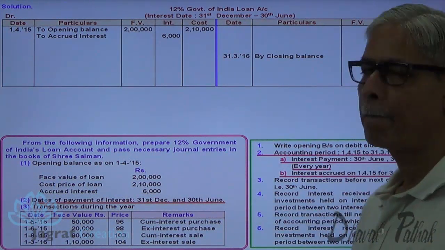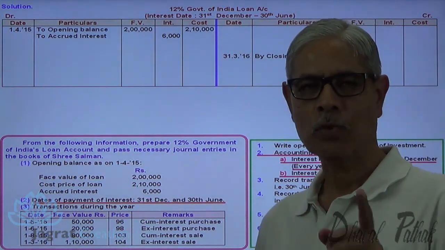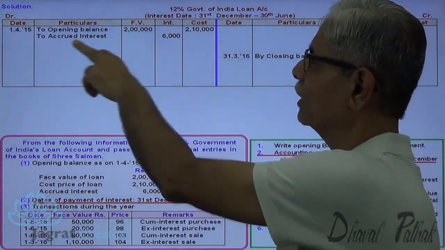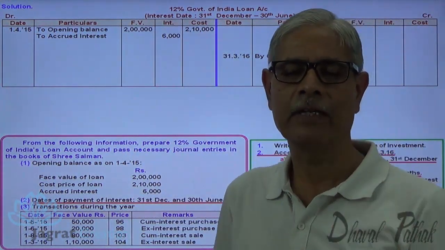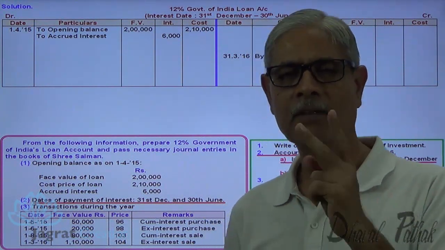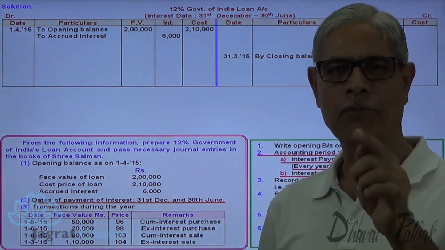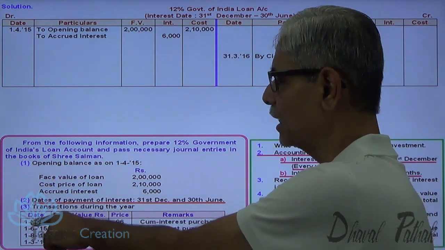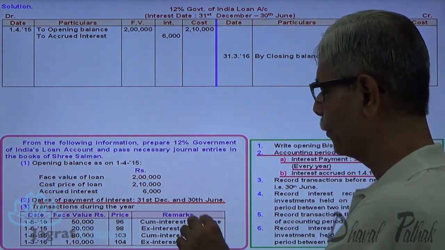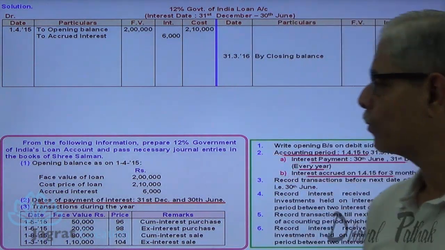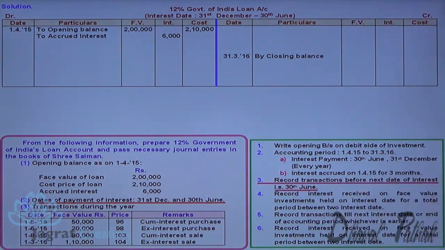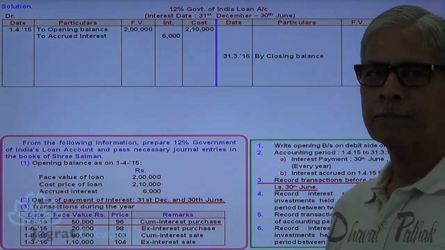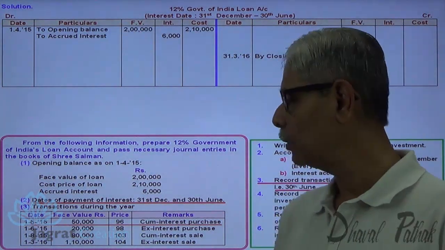After this gets over, the next step is to write down the transactions till the next date of interest. Now this is 1st of April 2015, and the next date of interest is 30th June 2015. Whatever transactions are entered into between 1st of April 2015 and 30th June 2015 will be recorded, and these two purchase transactions have occurred before 30th June. So record the transactions before the next date of interest, that is 30th June. I want to record this first transaction: purchase of government loan of 50,000 face value.